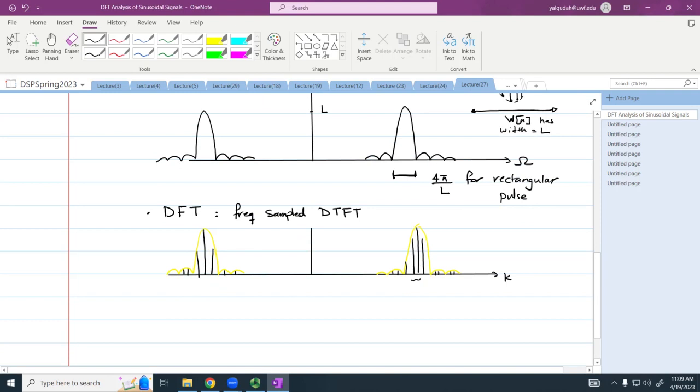Now the distance between two samples, delta omega, is going to equal 2 pi divided by N. And therefore, as we can see for the appearance of the discrete Fourier transform, as N increases, we have more resolution of the DFT plot.